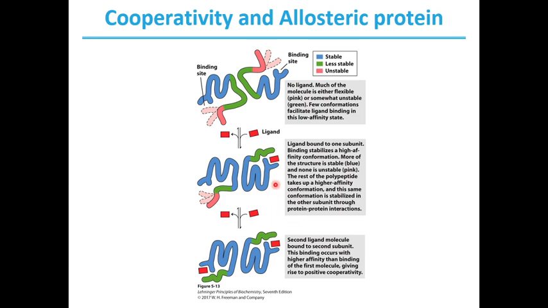Now, binding of a ligand to one site forces the next site to bind another ligand. So the second ligand molecule binds to the second subunit, and the binding occurs with higher affinity than binding of the first molecule. This gives rise to positive cooperativity, which means that binding of the ligand to one site increases the binding of ligand to the next site.